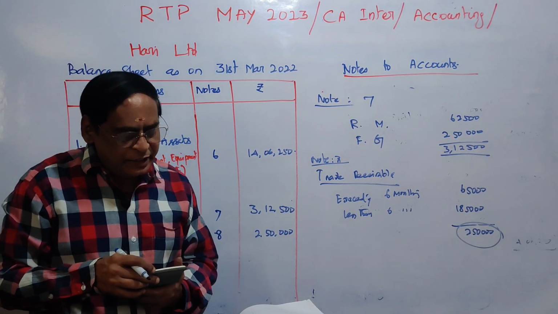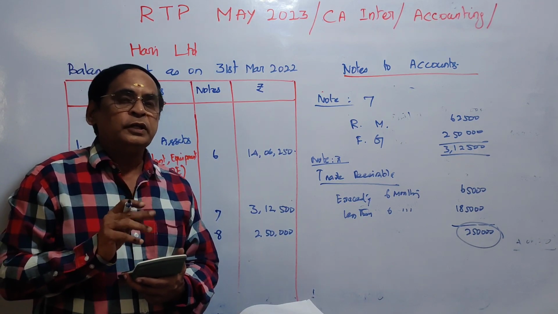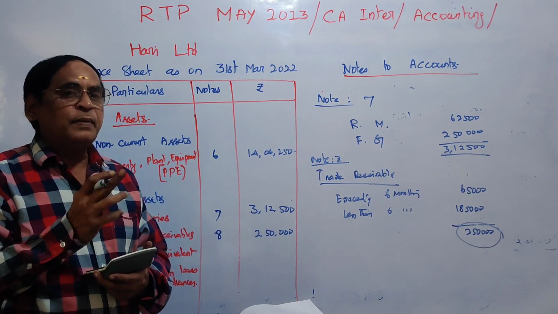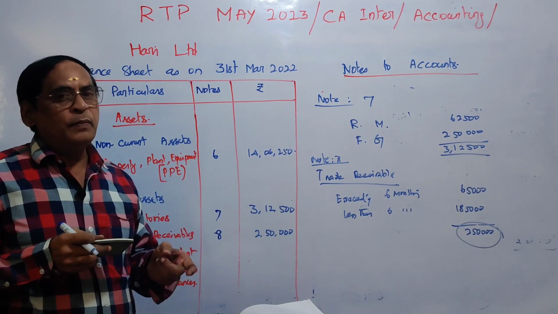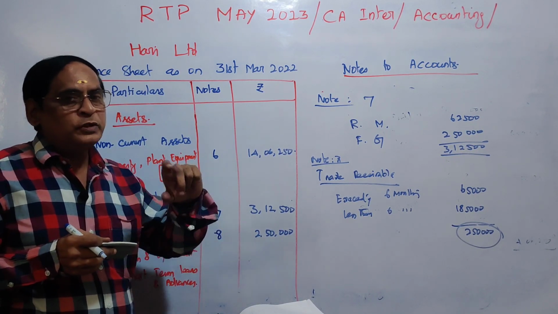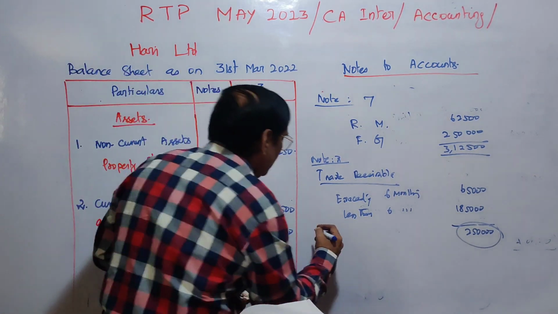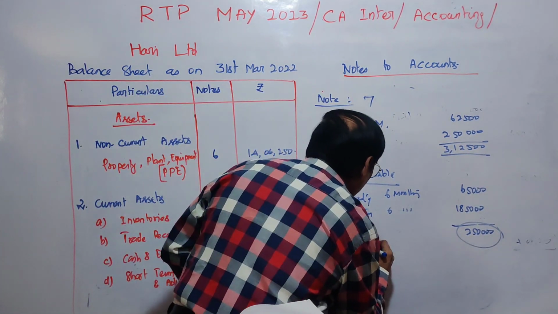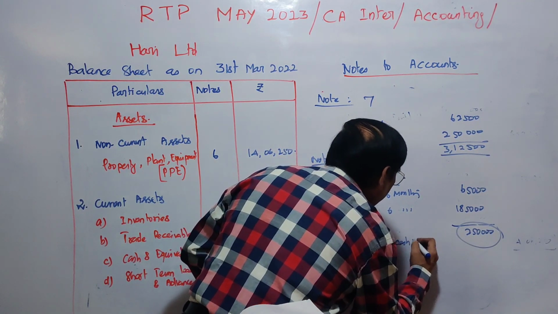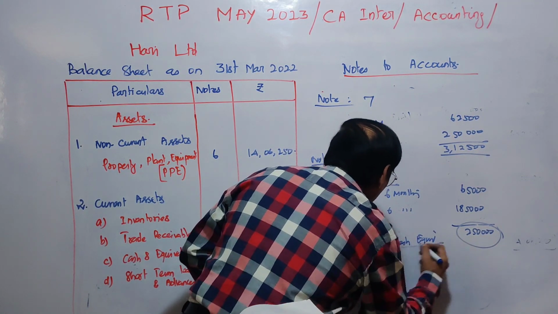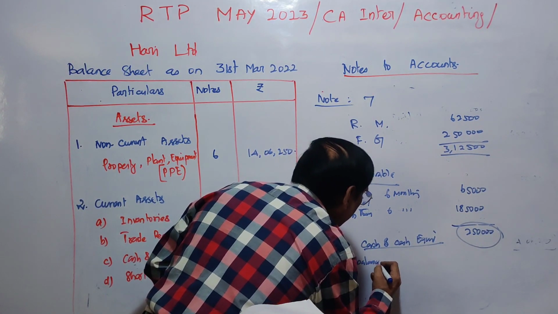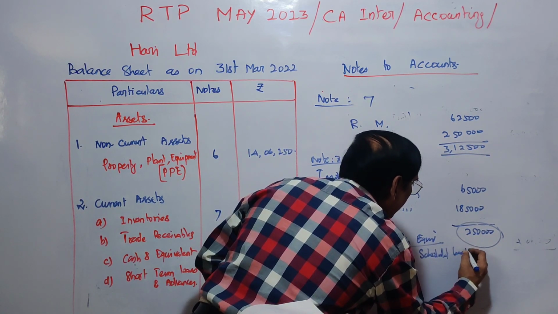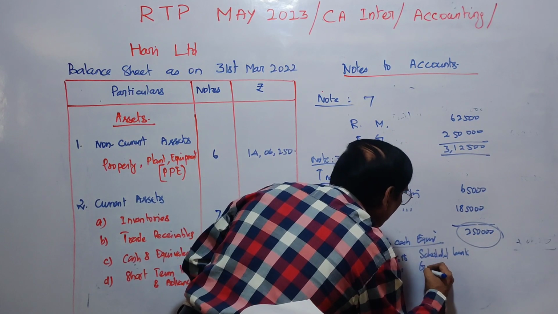And then next, cash and equivalent. I had already told you that a balance with the central bank is shown separately. If there is any balance with another bank, it has to be shown separately. Here there is one global bank, and that balance also we have to show separately. So cash and cash equivalent, note 9. Balance with the central bank, and then balance with global bank.